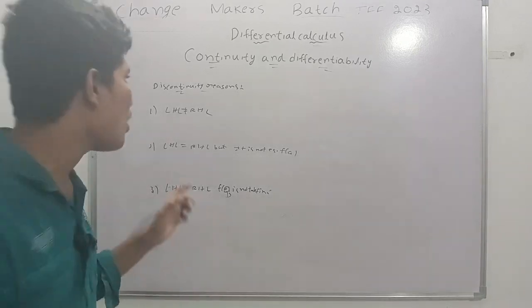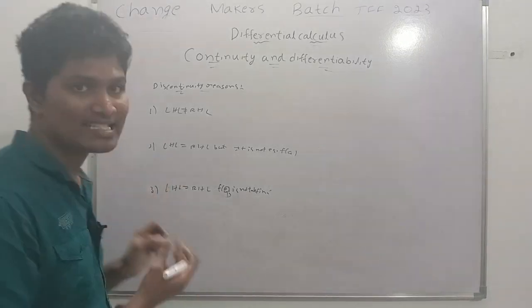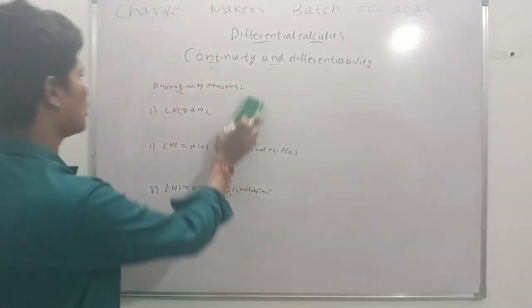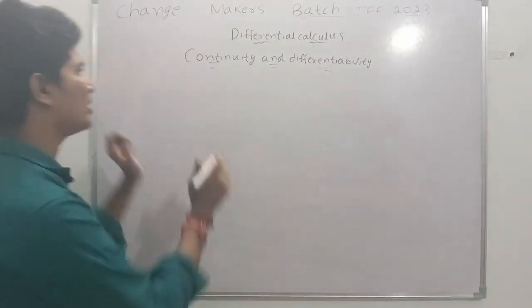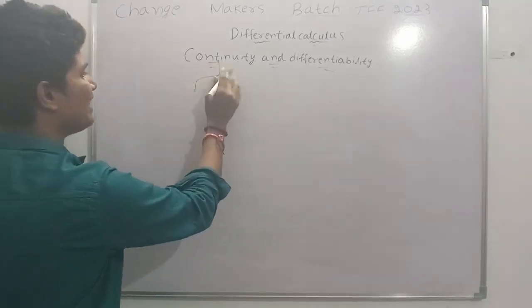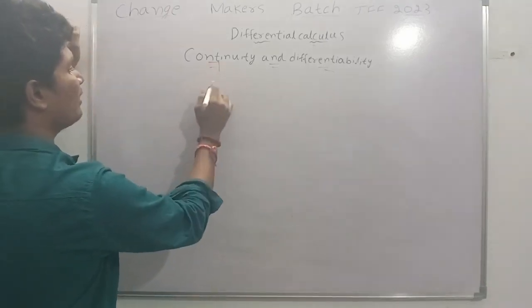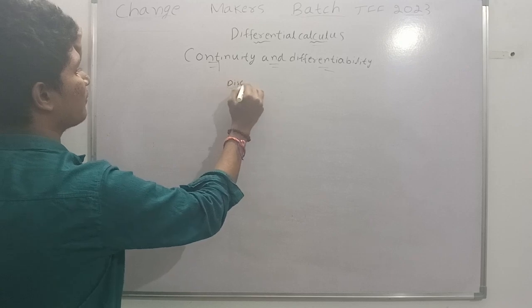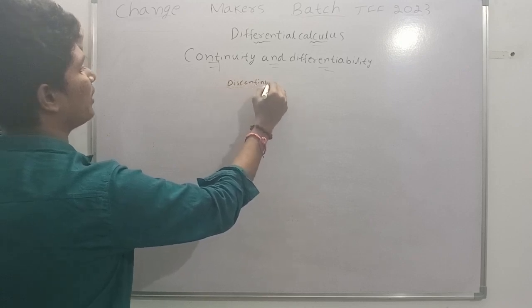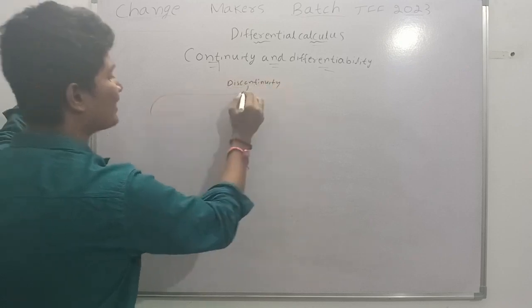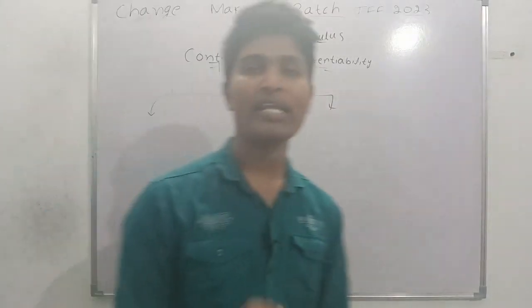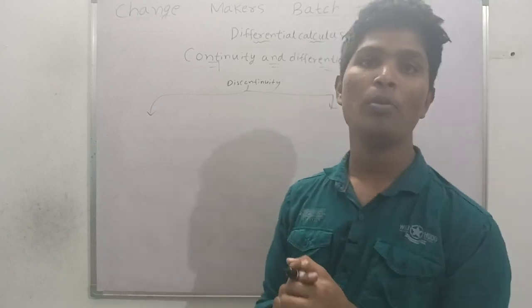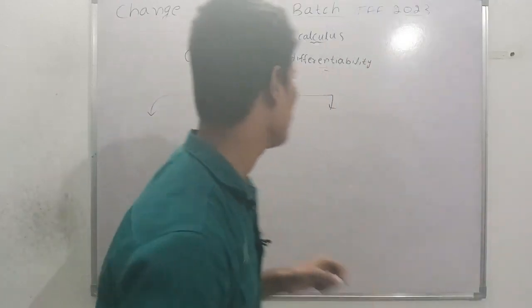Next, now we have discussed why the discontinuity is happening. We already discussed it. Now we are going to discuss the types of discontinuity. In the continuity chapter, it is very important because there are types of discontinuity. What are the types of discontinuity? Basically, the discontinuity is of 2 types: removable discontinuity and non-removable discontinuity.